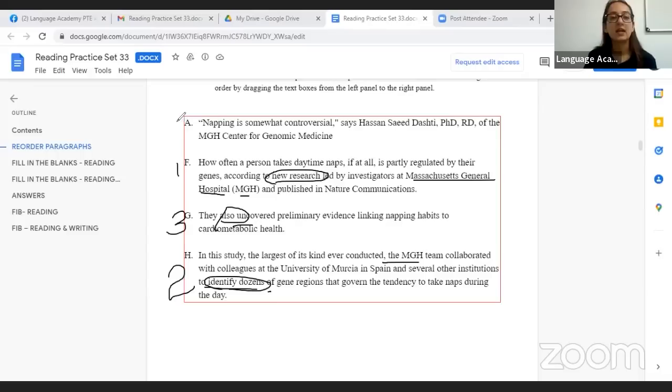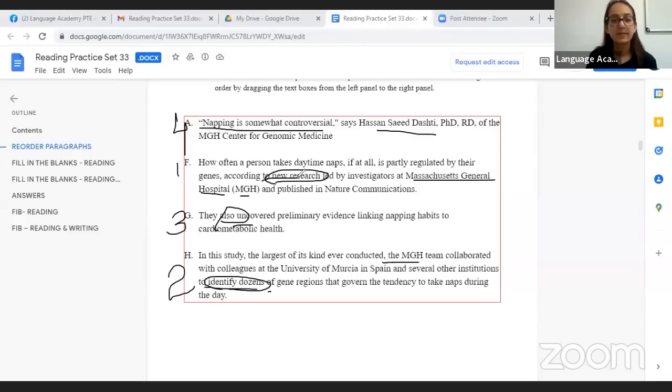And then in the end, there's something different. Napping is somewhat controversial, something in inverted commas said by a person. And I think we haven't talked about this person earlier. No. So if there would have been other inverted commas, we can link this with that. But the topic was research. So first we'll talk about research and then the individual opinions about the research can come in.